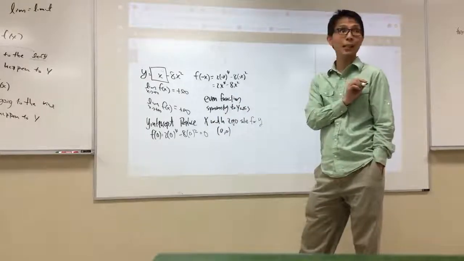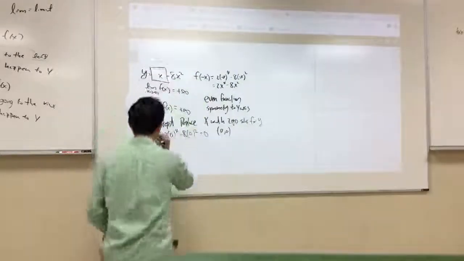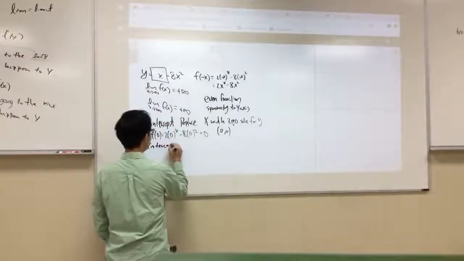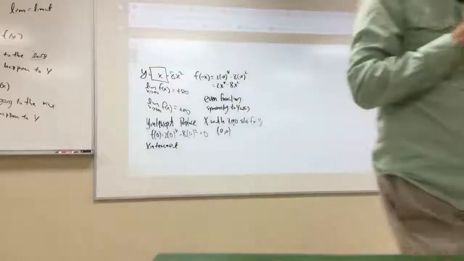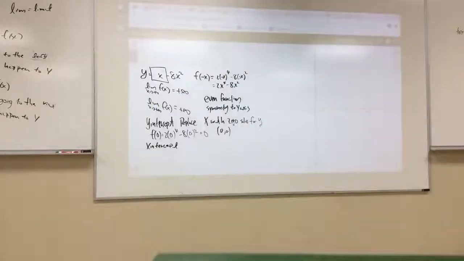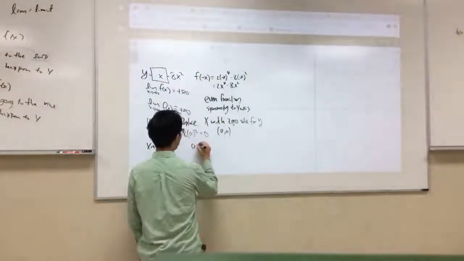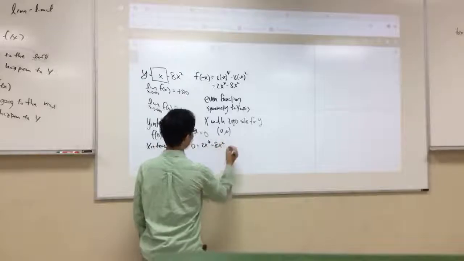How do I find the x-intercept? Y equal to 0. Good. So for the x-intercept, 0 equals 2x to the 4th minus 8x squared.